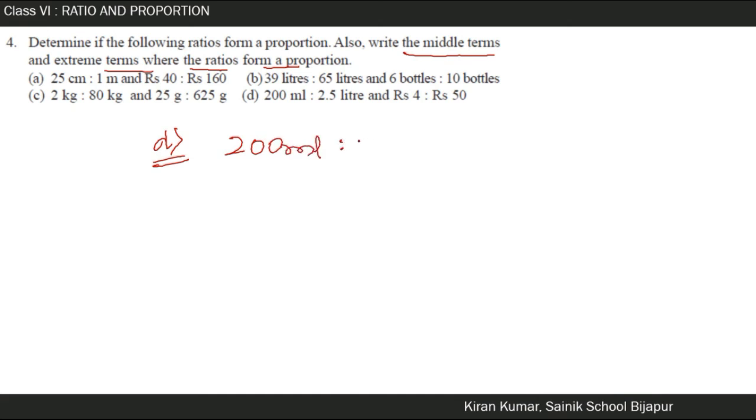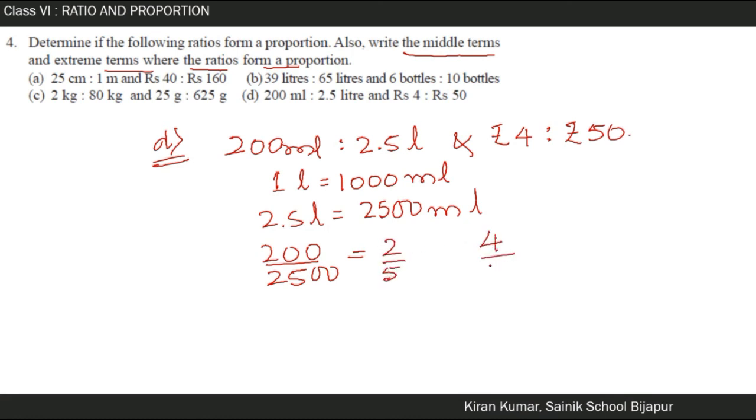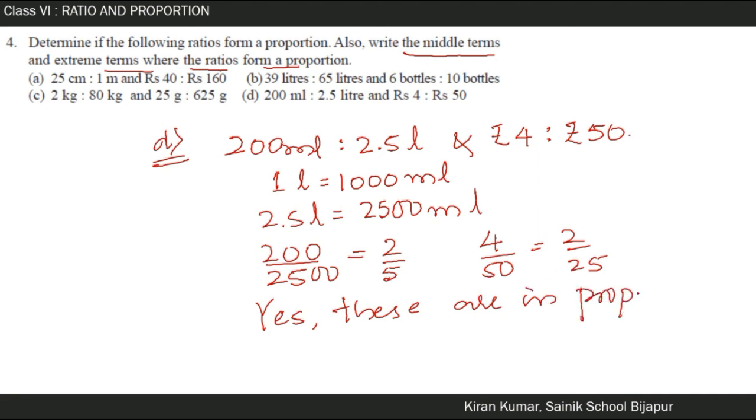200 milliliter is to 2.5 liters and rupees 4 is to rupees 50. You must know that in a liter there will be 1000 milliliters. So for 2.5 liters it has to be 2500 milliliters. Now if you take the ratio 200 upon 2500, this becomes 2 upon 25, and 4 by 50 is also 2 by 25. So you can say that yes, these numbers are in proportion.